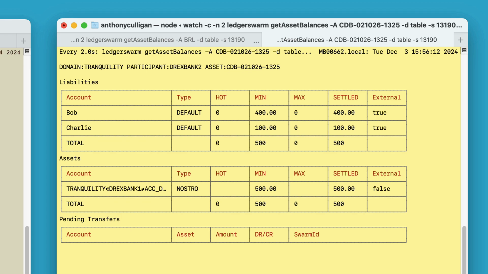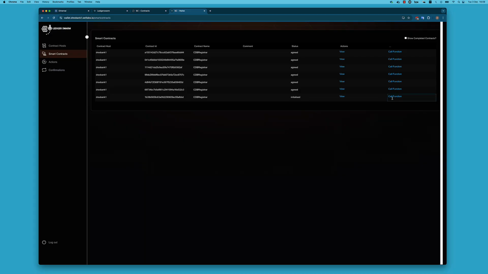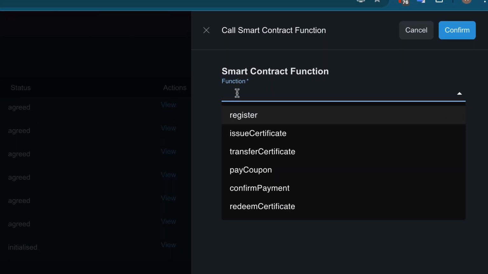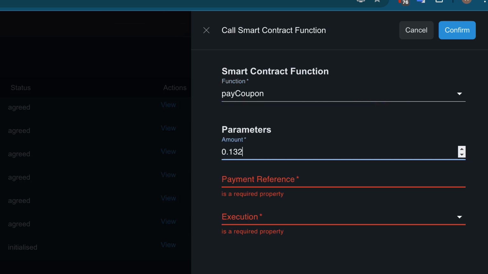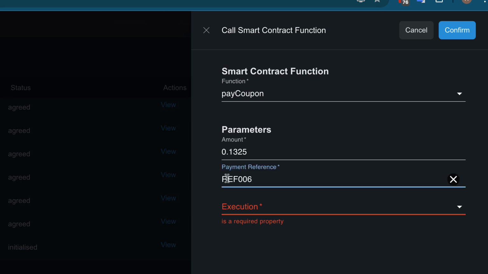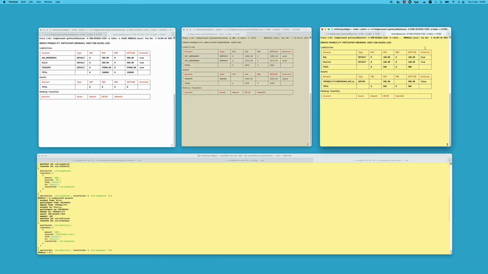Now let's pay a coupon. Because the registrar contract is keeping track of the holders and which ledgers they are on, it can create the right set of payments from the issuer to the holders. LedgerSwarm will take care of the settlement of those payments, no matter how complex. So let's make a payment of 13.25% by calling the pay coupon function.